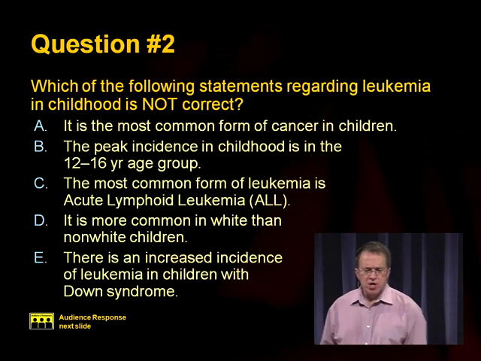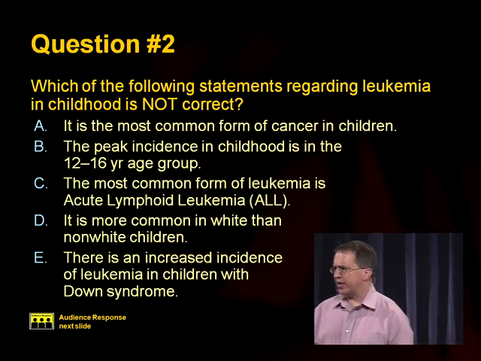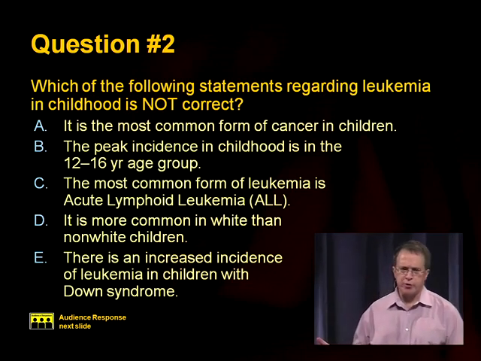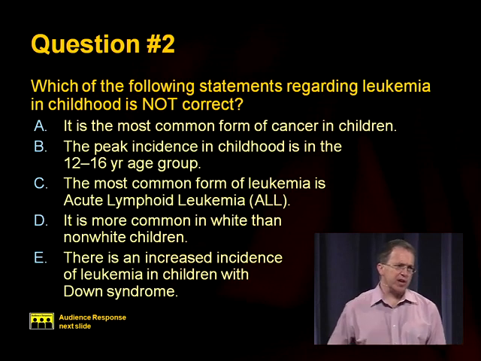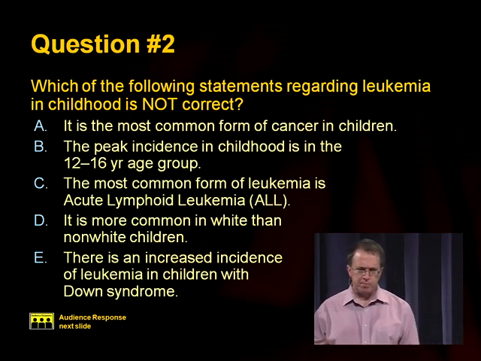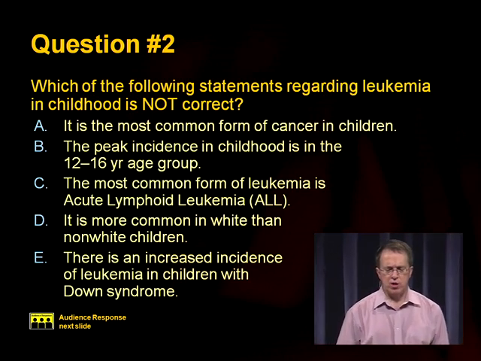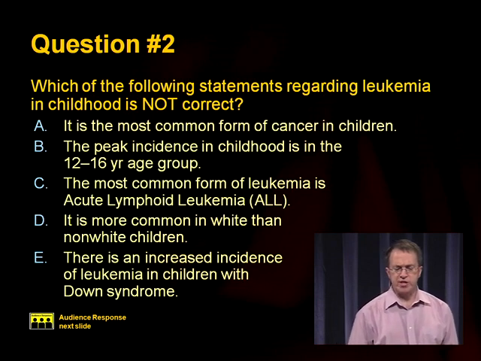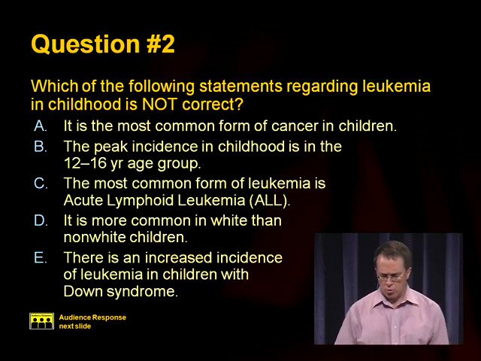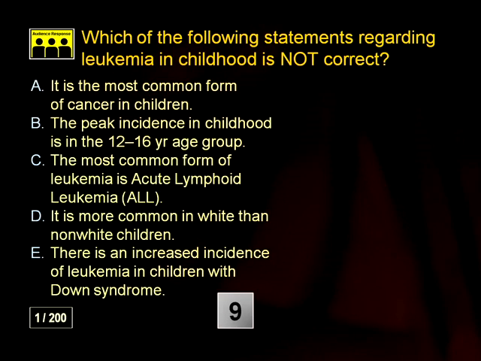Okay. Second question. And this is kind of the exception to the case-based kind of question that you'll usually get. But there are certain facts that are just plain old testable. And this question tests facts about leukemias in children. So which of the following statements regarding leukemia is not correct? It is the most common form of cancer in children. Peak incidence is 12 to 16. Most common form is ALL. More common in white than non-white children. There's an increased incidence of leukemia in children with Down syndrome. So which one's not correct?